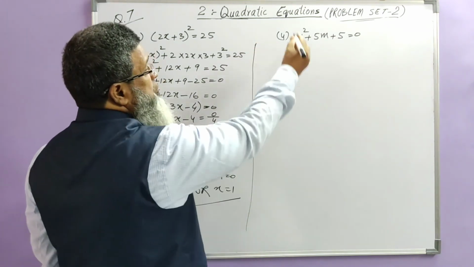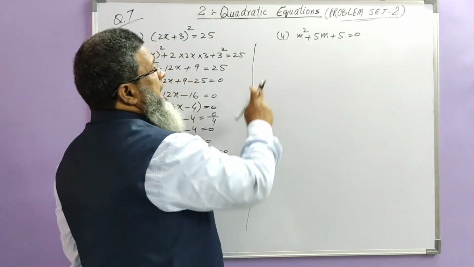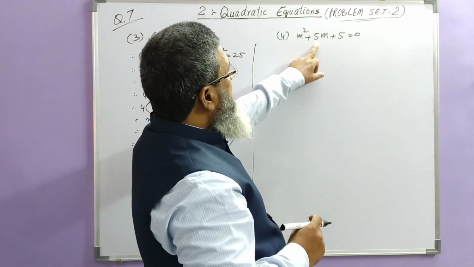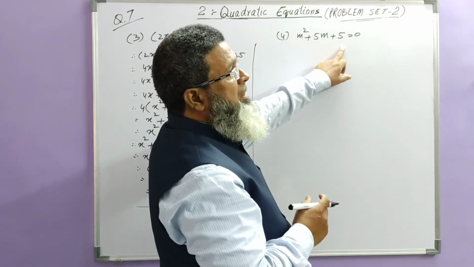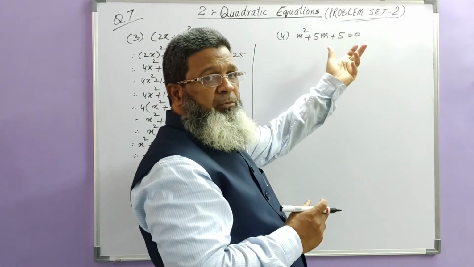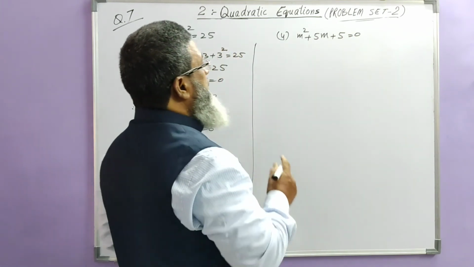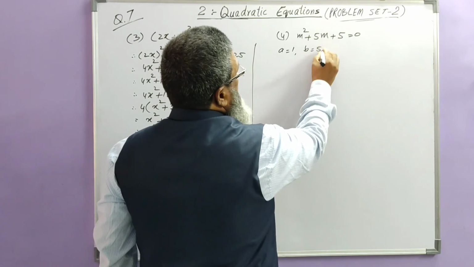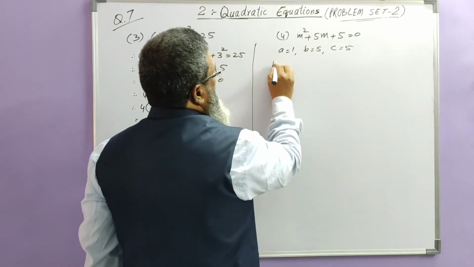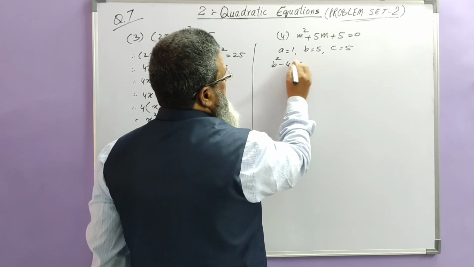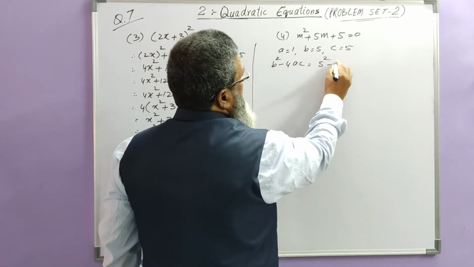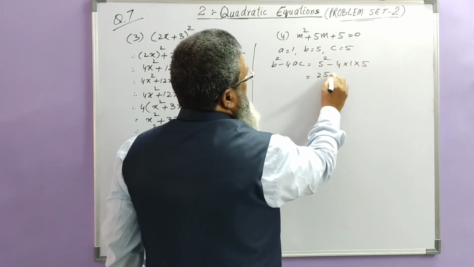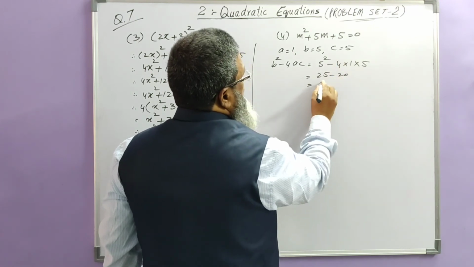Now in this question number 4, m square plus 5m plus 5 is equal to 0. You have to split this middle term 5 such that their multiplication must be 5. So it is not possible to split the middle term in this way. So let's do this by the formula method, that is a is equal to 1, b is equal to 5 and c is equal to 5. Find b square minus 4ac. What is b square? 5 square minus 4 into 1 into c is 5. So 5 square is 25 minus 5 fours are 20 is equal to 5.